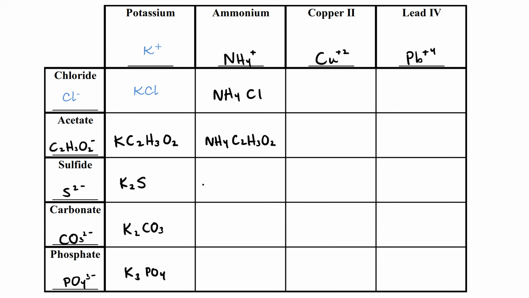For ammonium sulfide, we're going to need 2 ammonium ions for the 1 sulfide. Same thing for ammonium carbonate. We need 2 of the ammonium ions to bond to the 1 carbonate ion to give us that overall charge of 0. And for ammonium phosphate, we're going to need 3 of them.